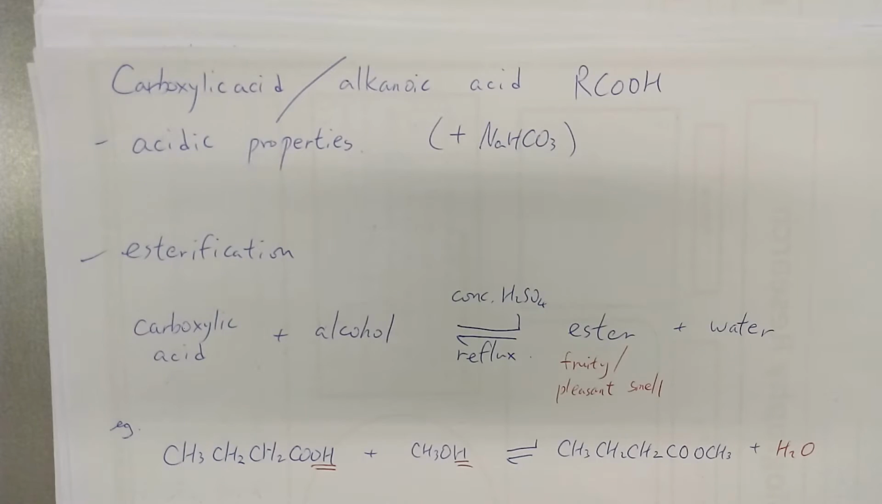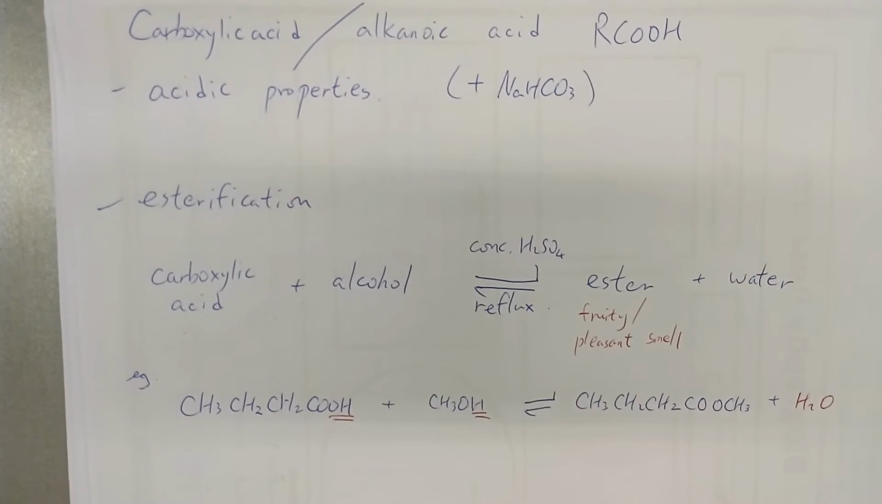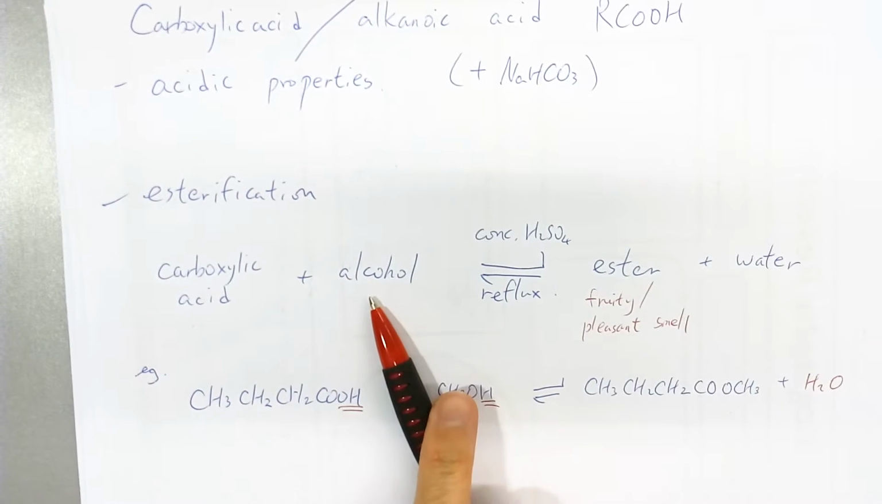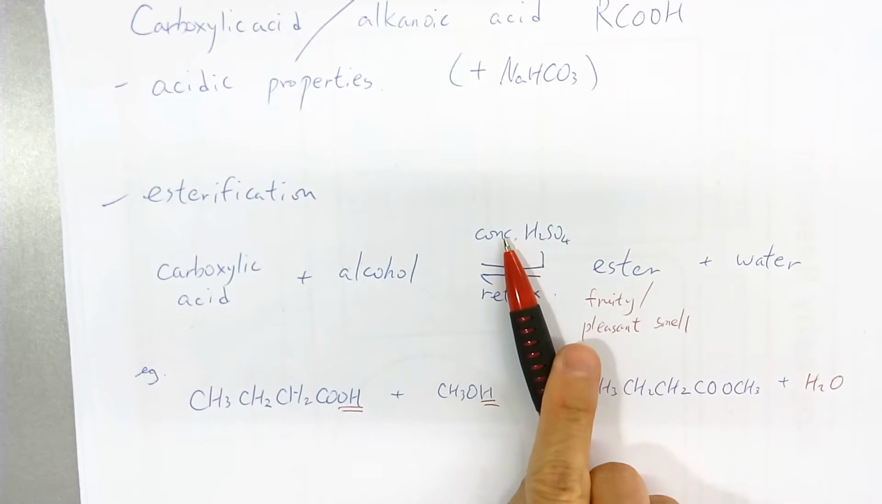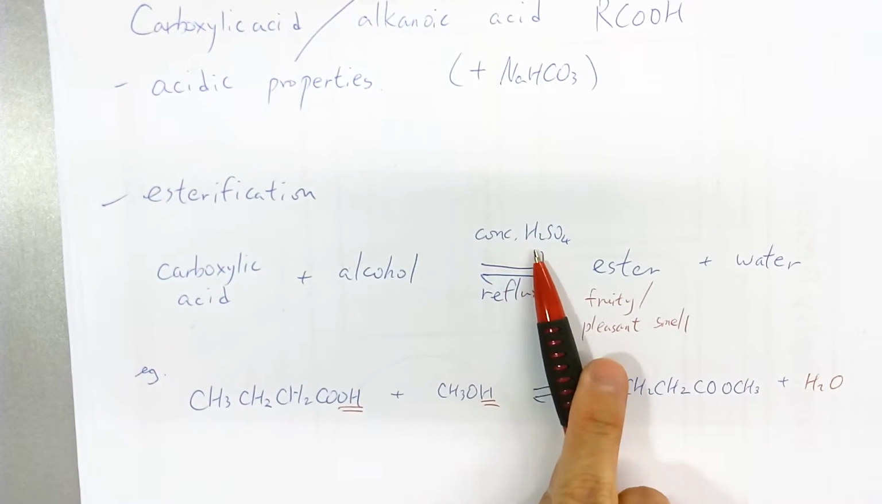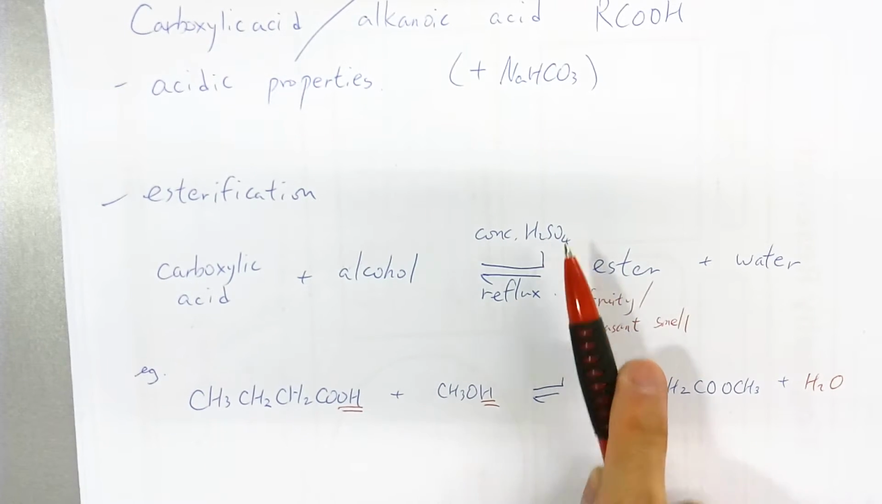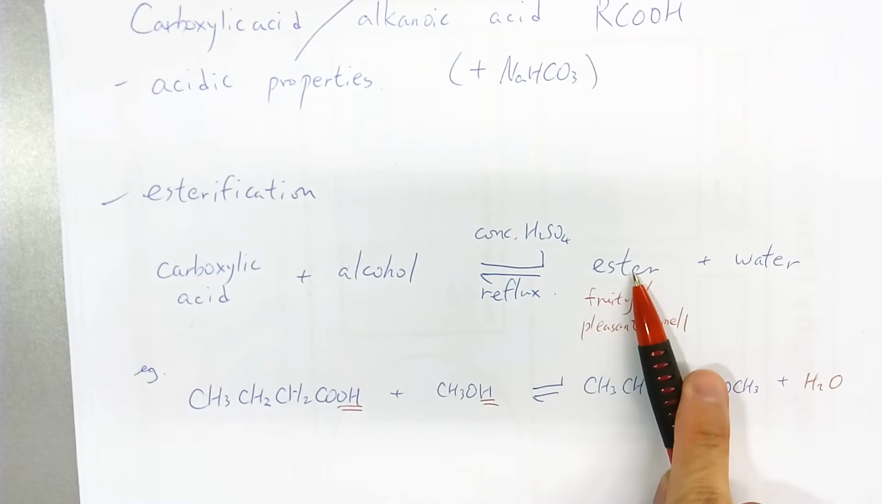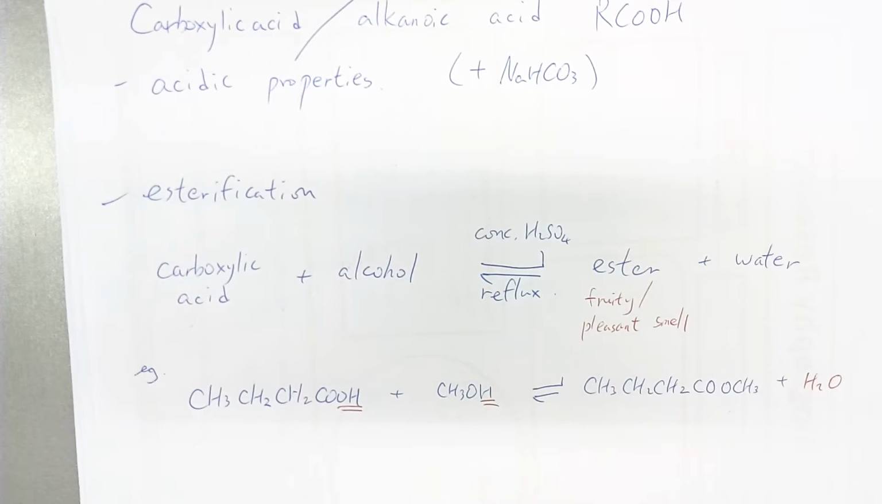Well, next one is esterification. Well, you should be familiar with that, okay? The carboxylic acid reacts with alcohol under concentrated sulfuric acid as a catalyst, okay, to speed up the reaction. And under high temperature, we use heat. They will form ester and water, okay?